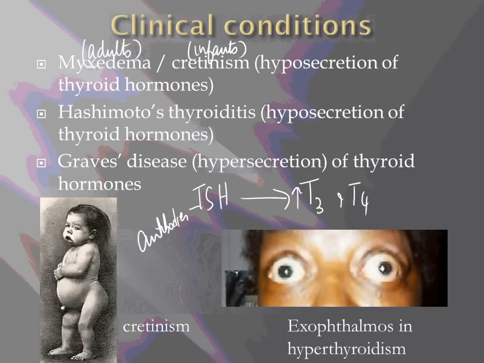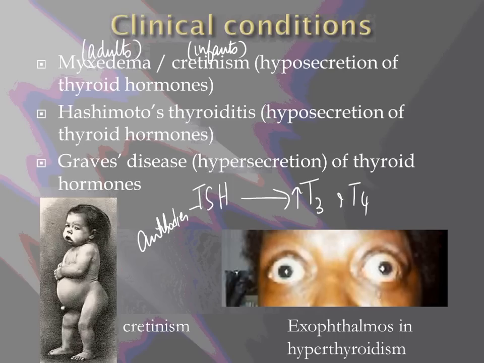So the negative feedback effect doesn't work because you have something else which resembles TSH, which goes on stimulating the thyroid gland. So these people might even have a swelling on the surface of their neck, the thyroid swelling known as a goiter.